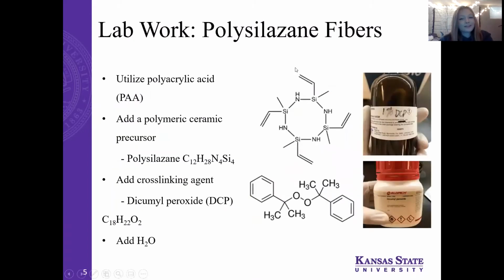And so instead of polysiloxane, I actually used polysilazane, and I spun fibers. So we utilized polyacrylic acid, or PAA, as a spinning agent. We added the polymeric ceramic precursor, that's polysilazane, and that's its structure right there. And then we added the cross-linking agent, the catalyst, dicumyl peroxide, or DCP, and that's its structure right here. And we've also added water. And generally what we'll do is we'll make a solution of our polymeric ceramic precursor and cross-linking agent. We'll do 1 or 10 weight % DCP in silazane, as you can see right there.